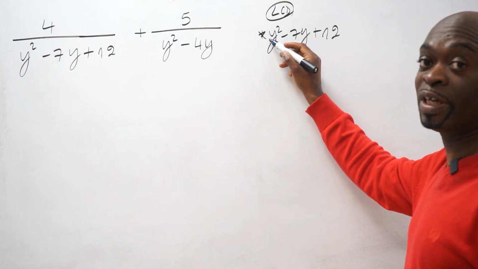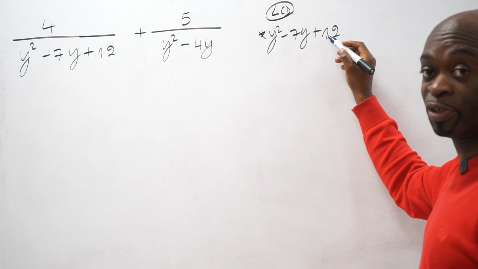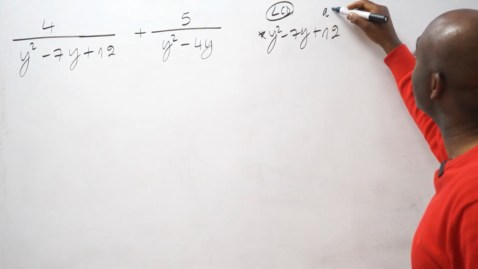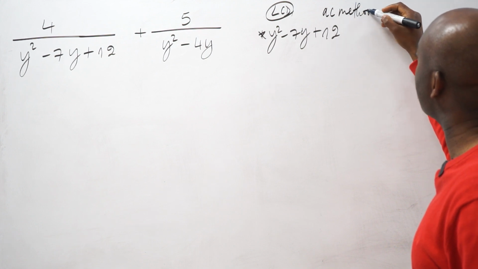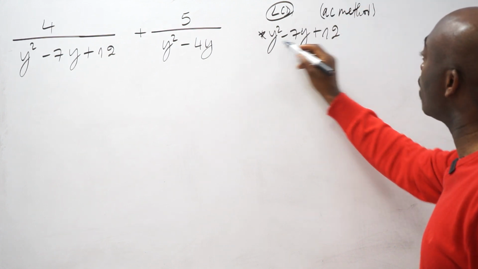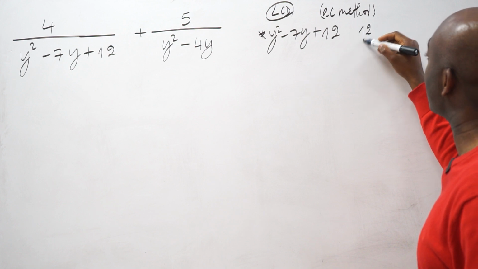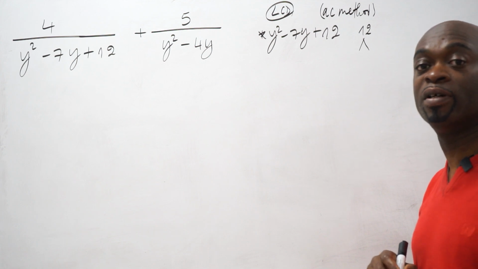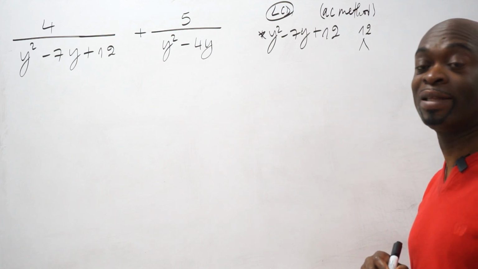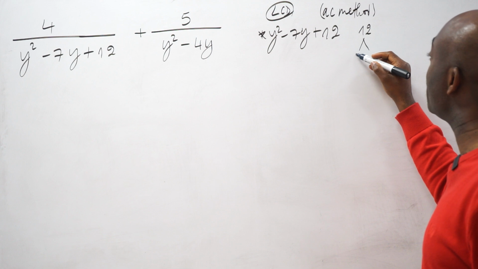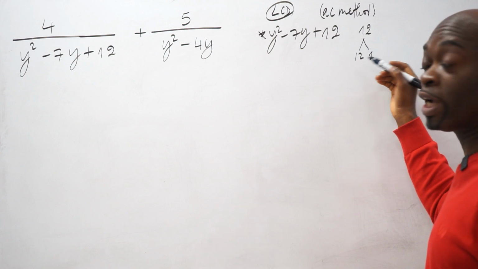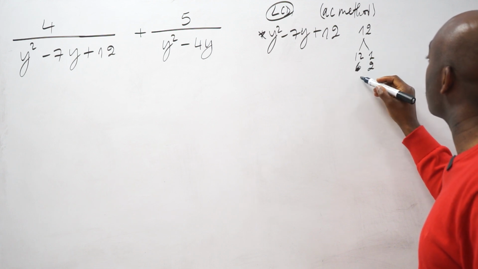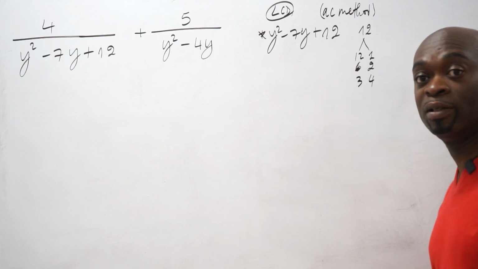Take the coefficient in front of the y squared, which is 1. 1 times 12 is 12. So for this one, we're using the AC method. Then we have to find two numbers that multiply to give us 12, and the same two numbers add up to give us negative 7. What are they? So 12 can be 12 times 1, 6 times 2, 3 times 4, for example.